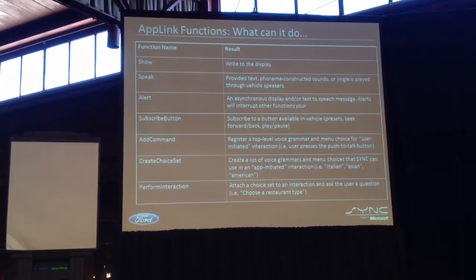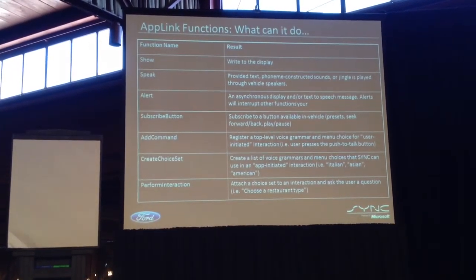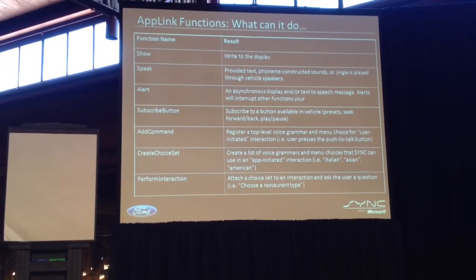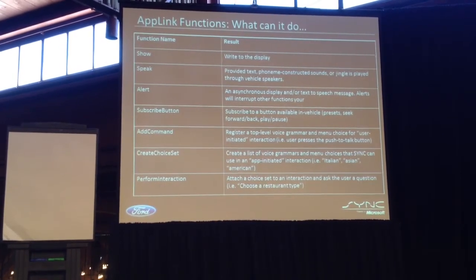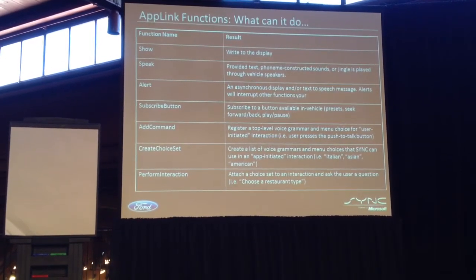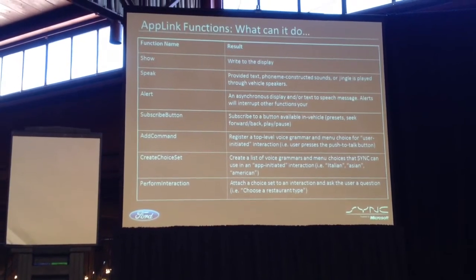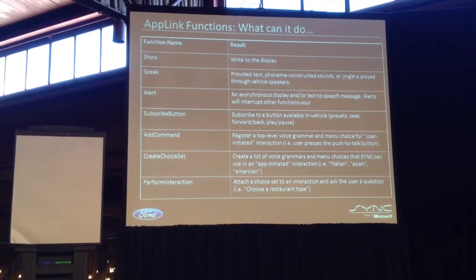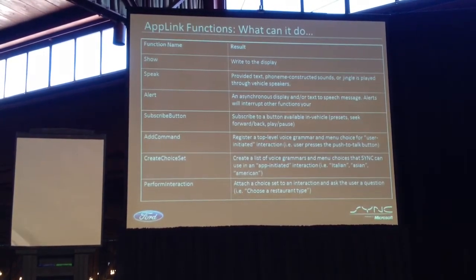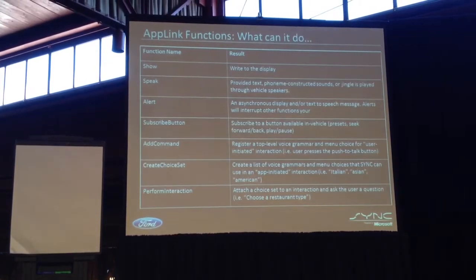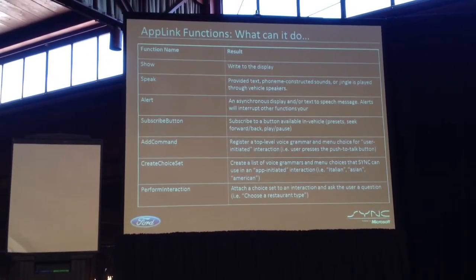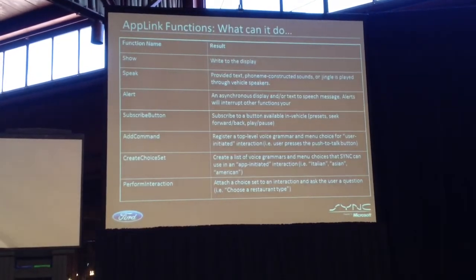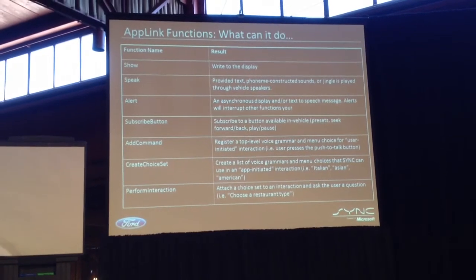I already talked about some of the functions, but the function Show will write to the display. Speak will use the text-to-speech engine on the head unit. Alert will throw up a little pop-up in the vehicle. There's a couple of options, whether you want to put a sound, whether you want it to have text-to-speech or not. Subscribing to buttons will give you access to some of the buttons available in the vehicle: presets, seat forward, seat back, play, pause. All of that is available inside the API itself.